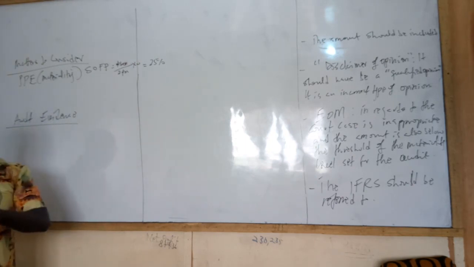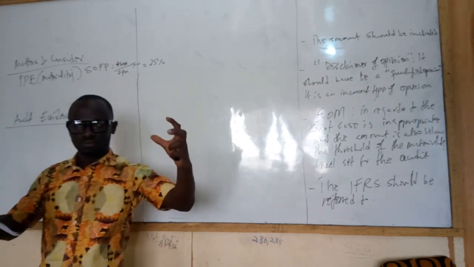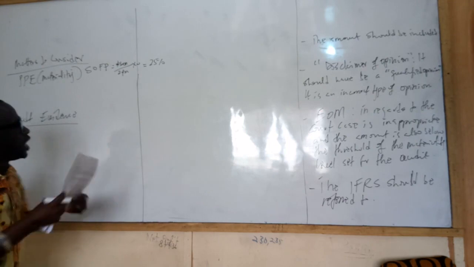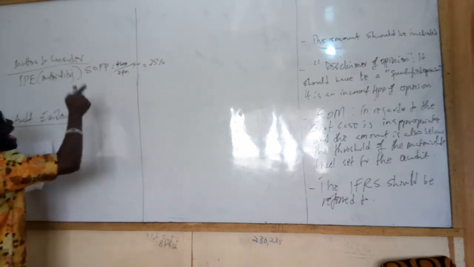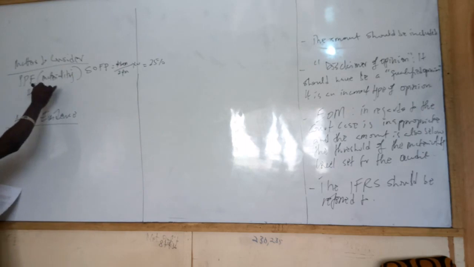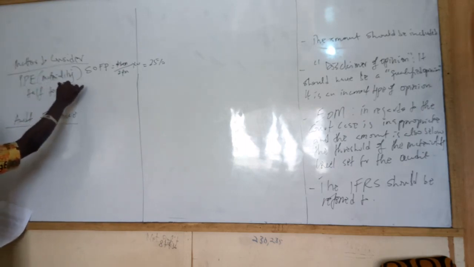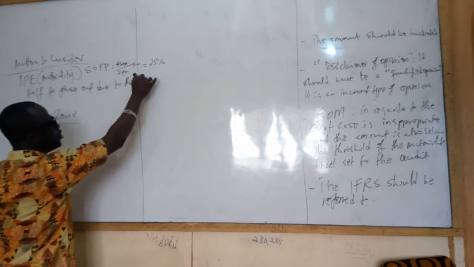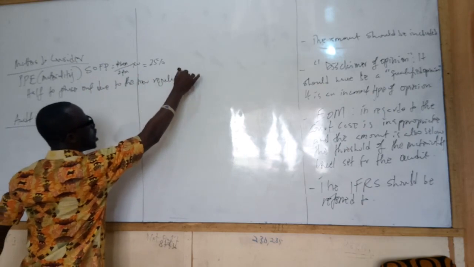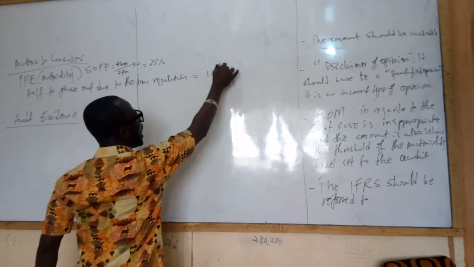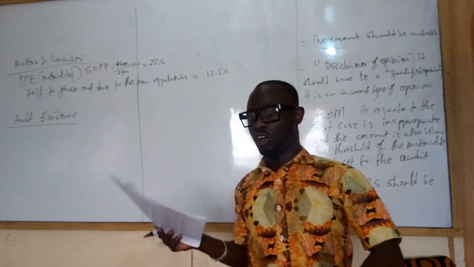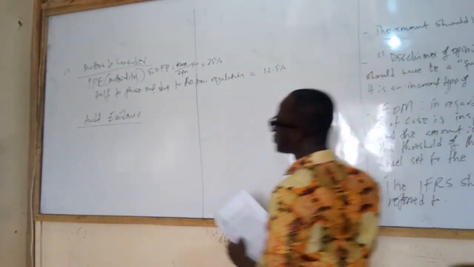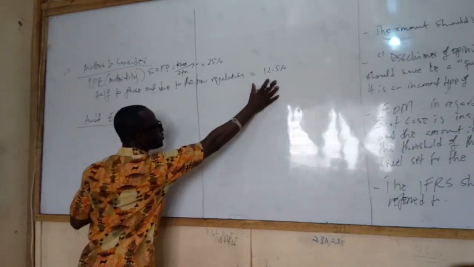Then we are told that half of the factories is going to be phased out by the new regulation by the government. So it is not the whole property, plant, and equipment. The half which is to be phased out due to the new regulations will be 12.5%. Makes sense? 12.5%, because half of the 25% is 12.5%. So that's a matter we need to consider.